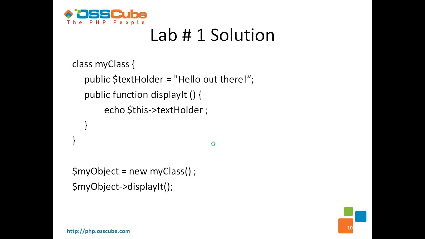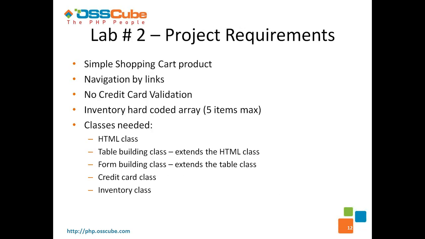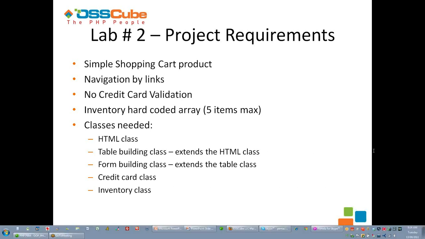So I'm just going to move ahead here. So this is our project. Just a simple shopping cart, navigation by links, also by buttons. Submit buttons will navigate. That's fine. We certainly won't have time to go out and validate the credit cards. We'll have a hard-coded array of inventory items, and then these classes are what I envisioned.